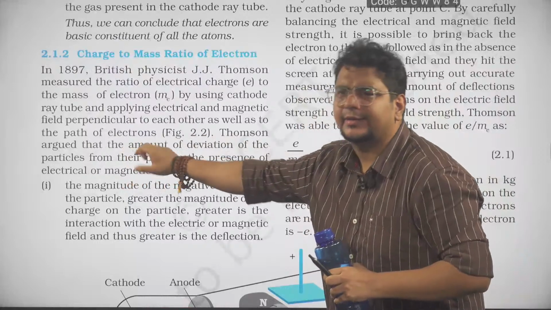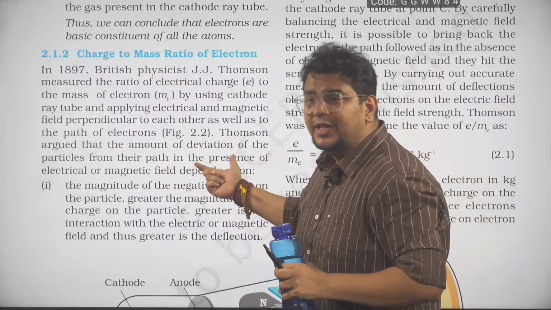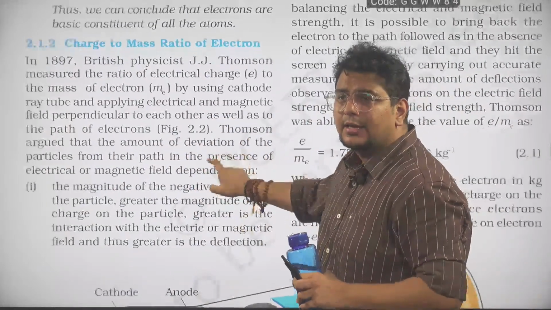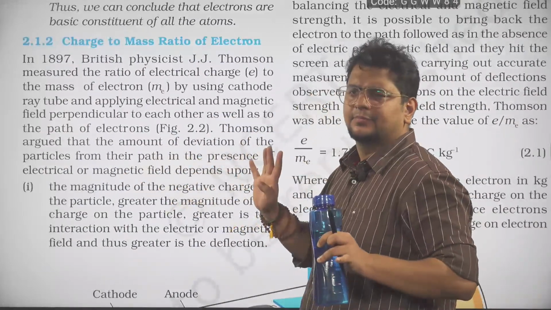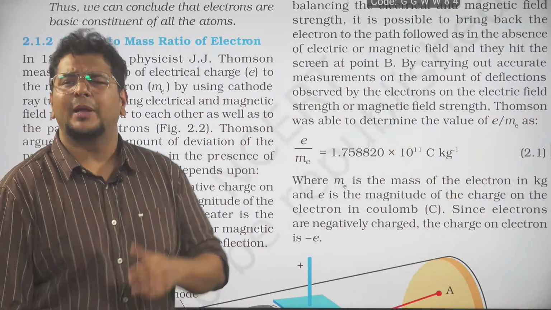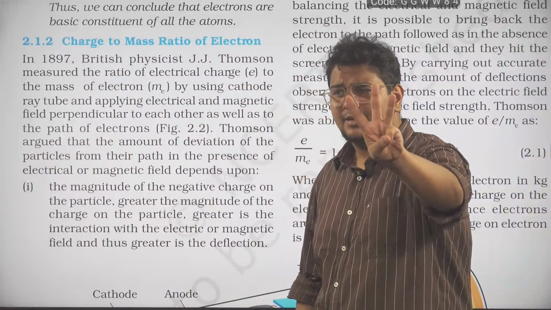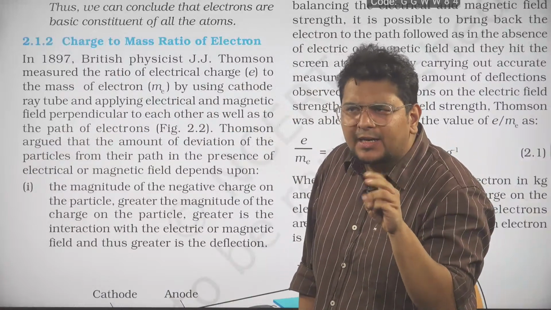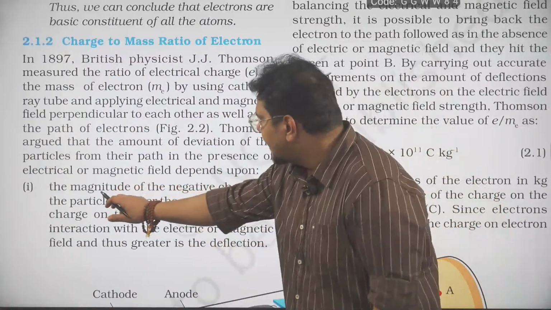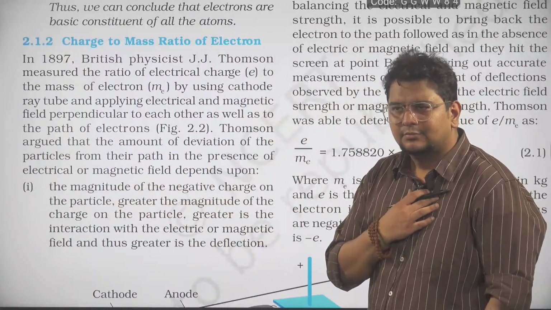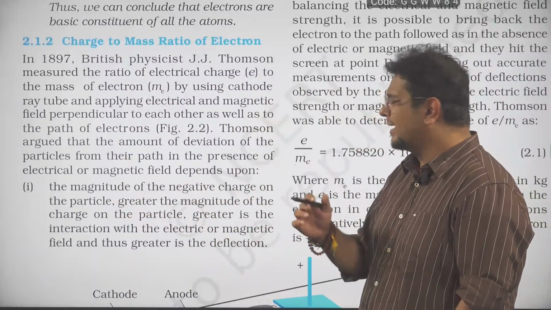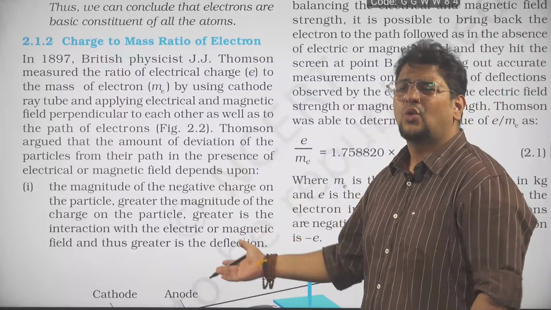Thomson argued that the amount of deviation, the deflection of the particles from their path in the presence of an electric or magnetic field, depends upon how many factors? Three factors. Remember: charge of the particle, mass of the particle and the external field. Number 1, the magnitude of the negative charge on the particle. The more the magnitude of the charge, the greater is the interaction with the electromagnetic field, thus greater is the deflection. You only told me.